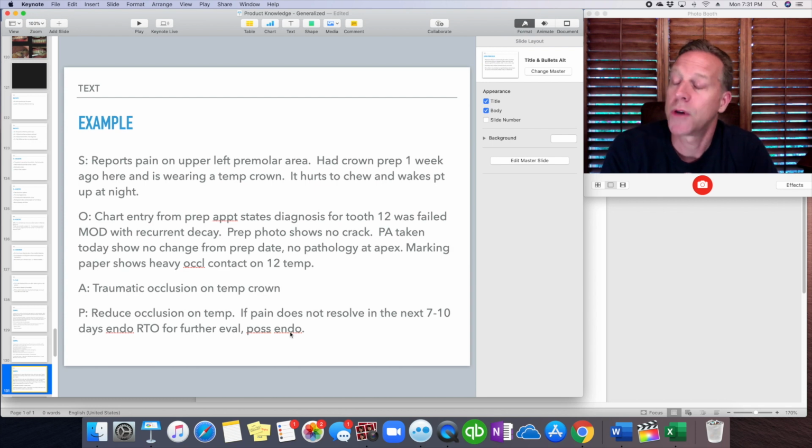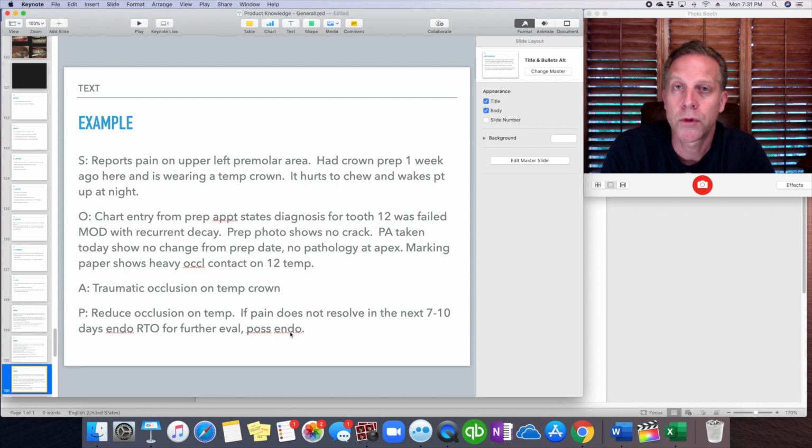All right, last example. We're not going to say patient reports, we're just going to say reports. Reports pain on upper left premolar area. Had crown prep 1 week ago here and is wearing a temp crown. It hurts to chew and wakes patient up at night. Chart entry from prep appointment states diagnosis for 12 was failed MOD with recurrent decay. Prep photo shows no crack. PA taken today showed no change from prep date, no pathology at apex. Marking paper shows heavy occlusal contact on number 12 temp.